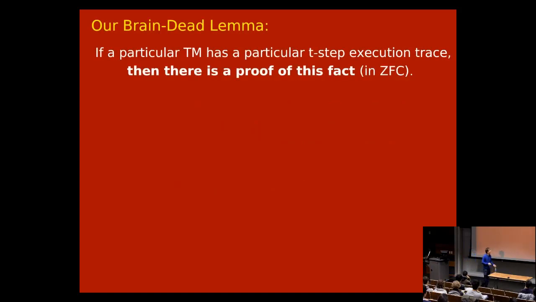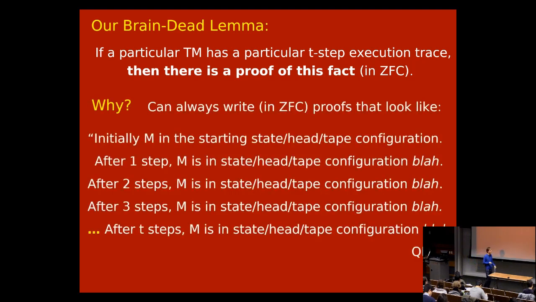So the particular brain dead lemma that we're going to use is the following. If you have some particular Turing machine, and it has a particular t-step execution trace, then there is a proof of the fact that it has that execution trace in ZFC. It's just saying that ZFC has all the language it needs to follow the execution of a Turing machine for t steps.